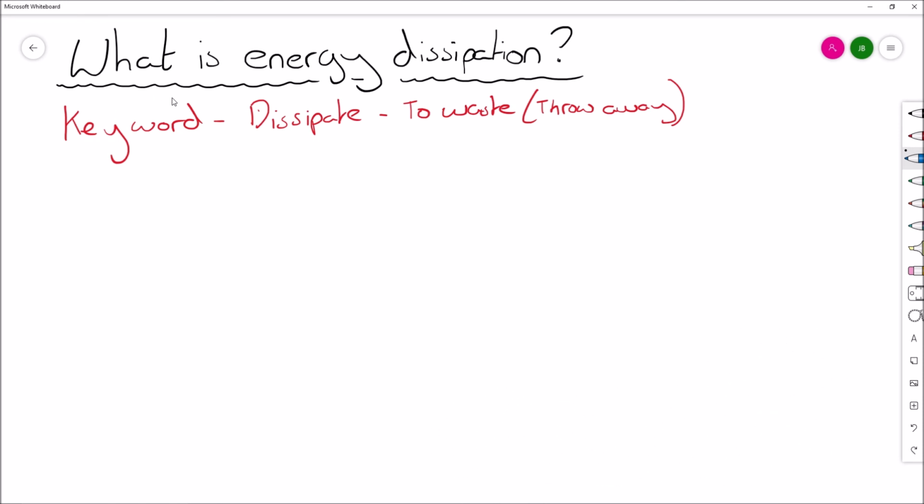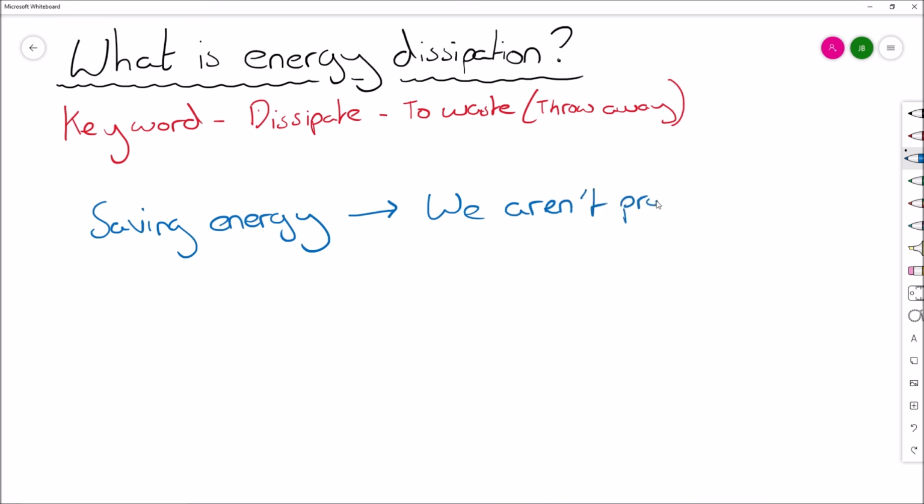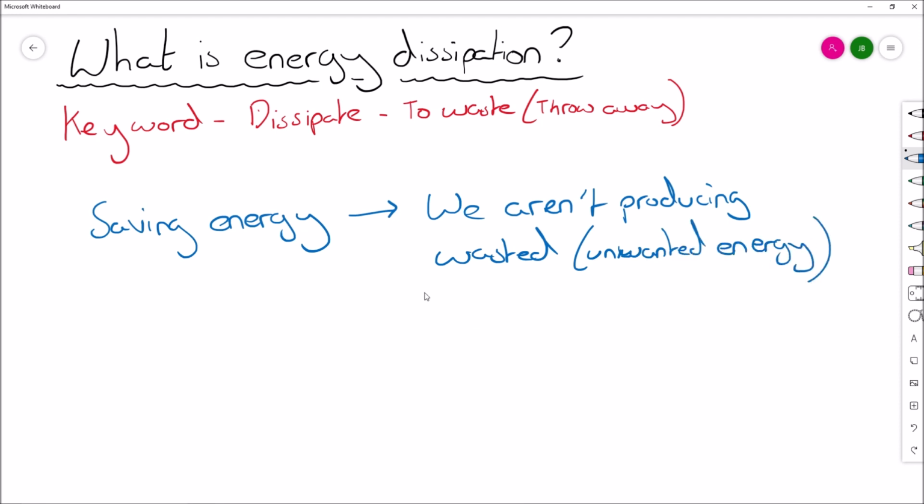Now, final note, when someone says saving energy, this is not strictly correct. You need to be mindful of this. What we mean is that we aren't producing wasted, unwanted energy. So saving energy is just all about having the maximum efficiency and not using energy when it's not required.